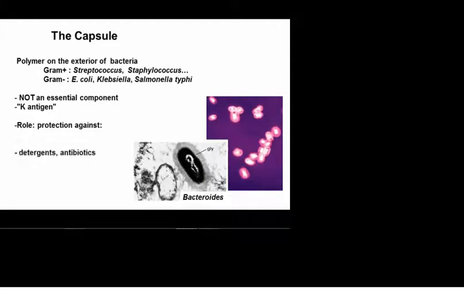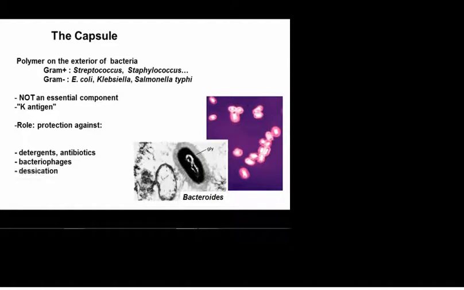Now, why do bacteria produce these things? Once again, it's a kind of protection against detergents, antibiotics, and bacteriophages, the viruses that attack bacteria. They need to bind to a receptor on the surface of the bacterium. And if you surround the whole surface with a capsule antigen, these viruses won't be able to bind to their receptor. So this can have a protective effect.